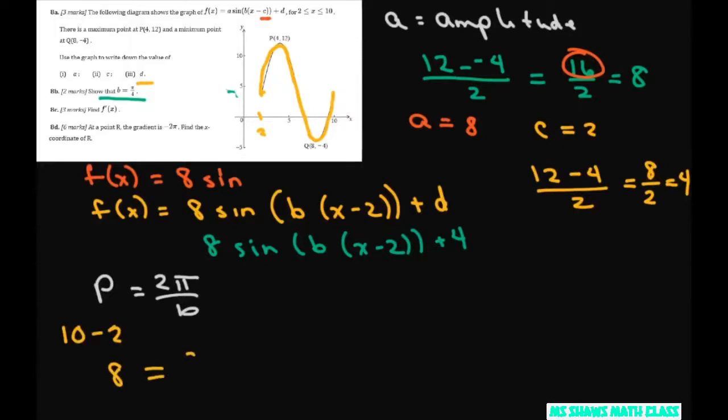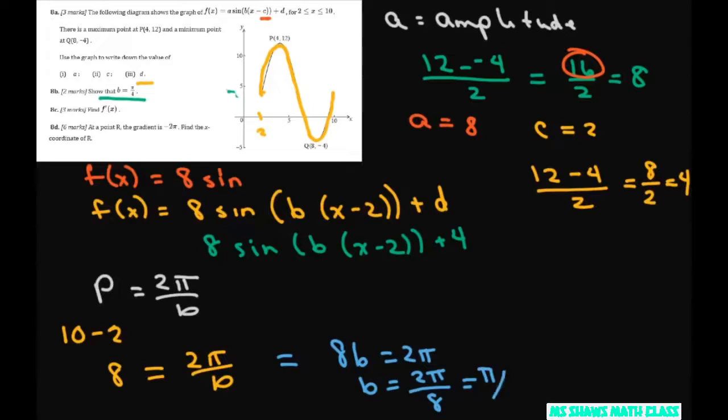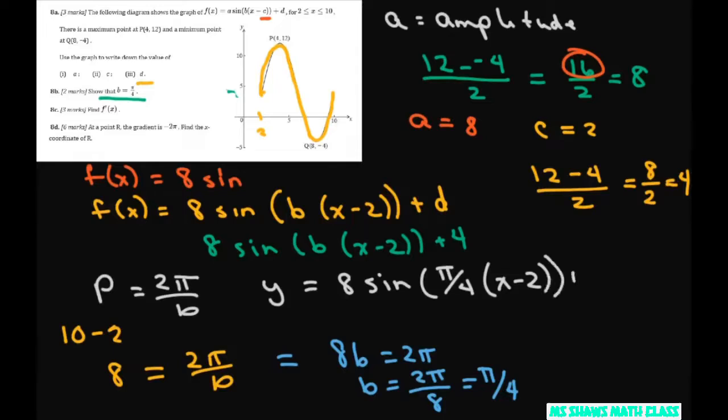So 8 equals 2 pi divided by b. Solving for b, we get 8b equals 2 pi. So b equals 2 pi divided by 8, which equals pi divided by 4. So now our final equation is y equals 8 sine of pi divided by 4 times x minus 2, plus 4.